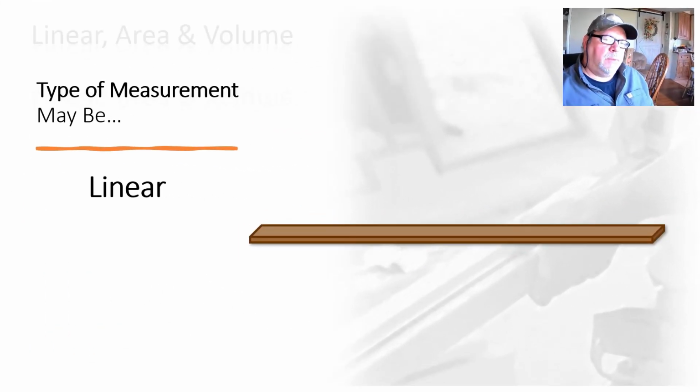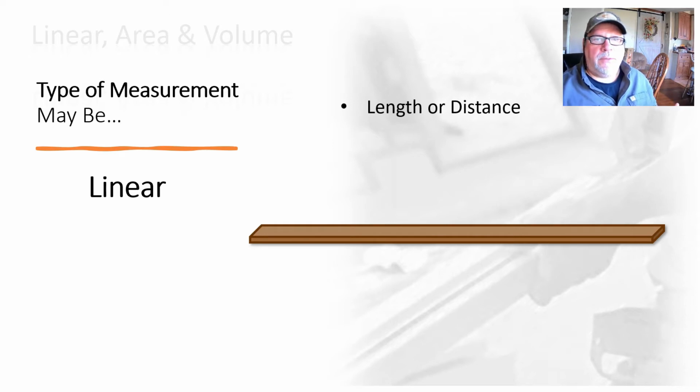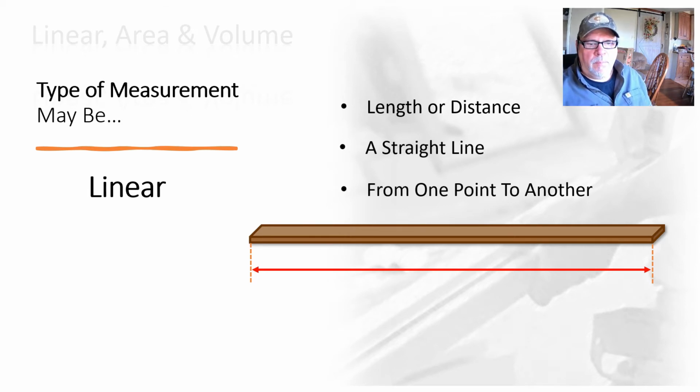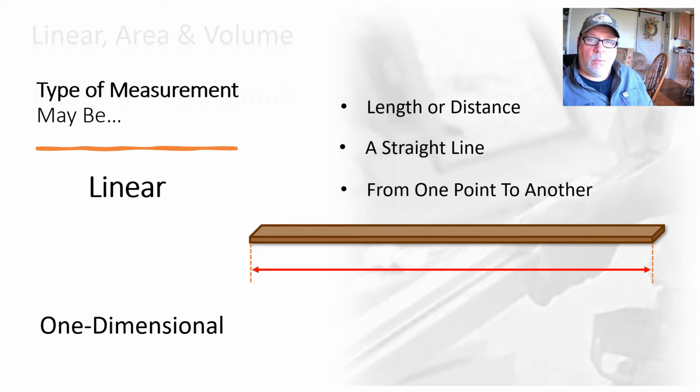The type of measurement may be linear. Linear is length of distance, a straight line from one point to another point. That's linear length. It's one dimensional. That means just one measurement. You take one measurement.